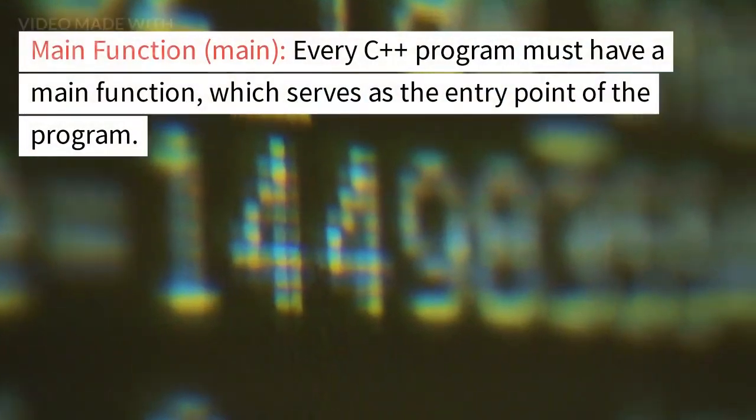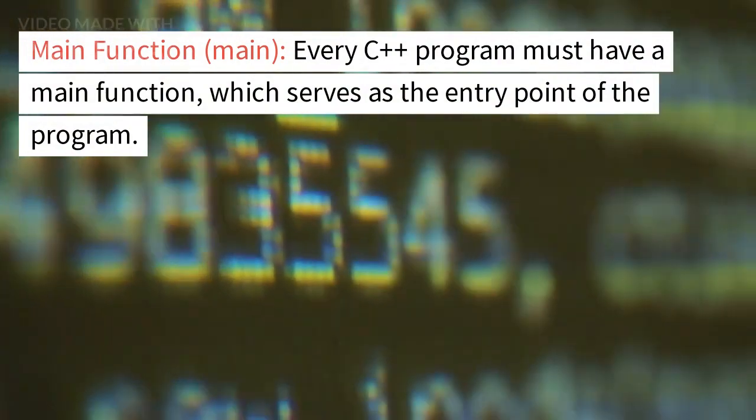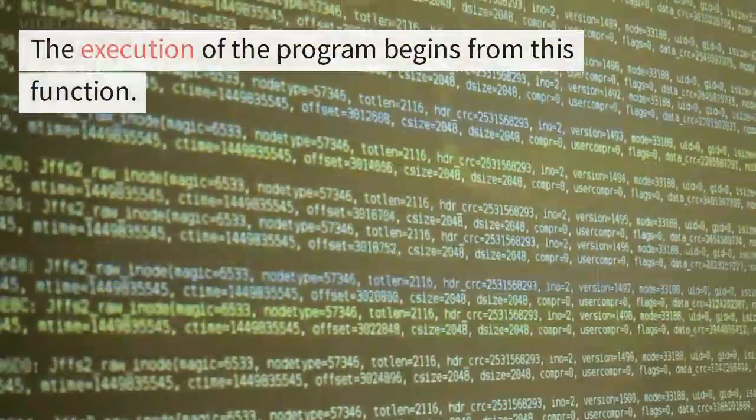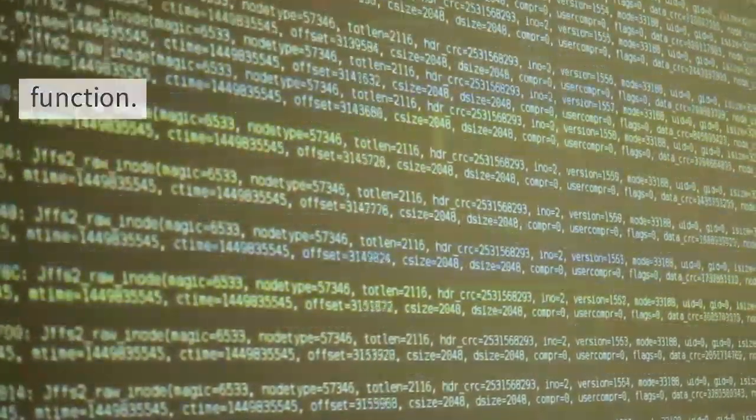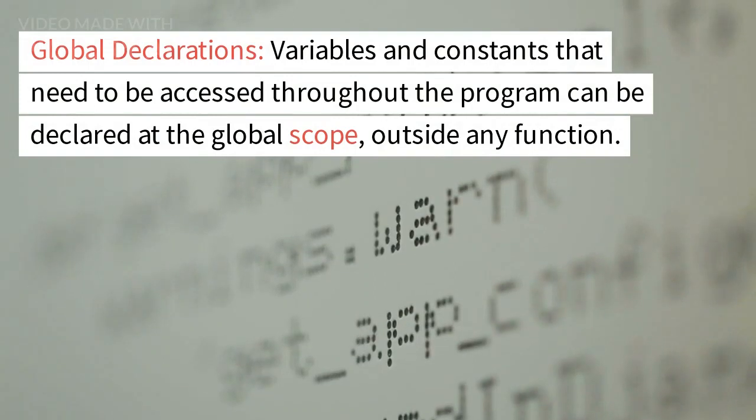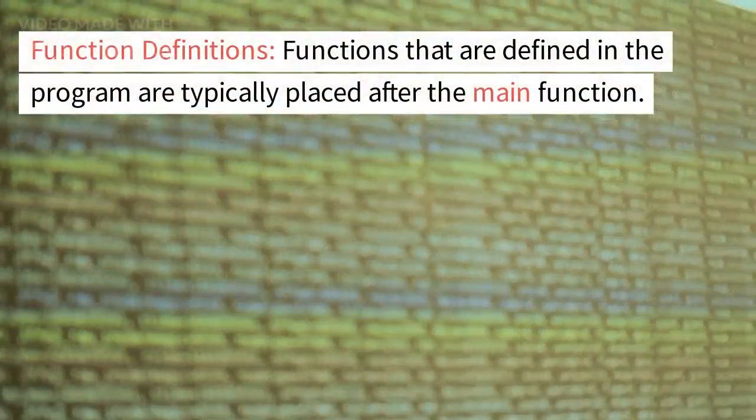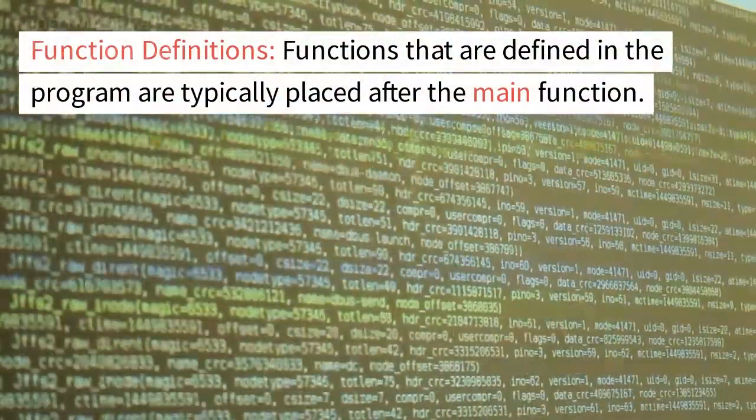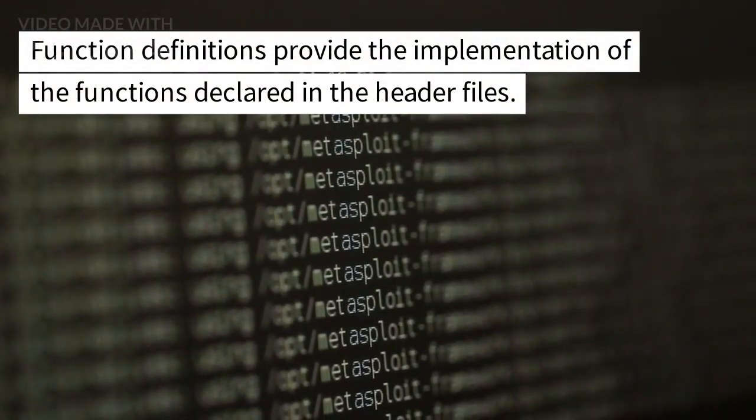Main function, main(). Every C++ program must have a main function, which serves as the entry point of the program. The execution of the program begins from this function. Global declarations. Variables and constants that need to be accessed throughout the program can be declared at the global scope, outside any function. Function definitions. Functions that are defined in the program are typically placed after the main function. Function definitions provide the implementation of the functions declared in the header files.